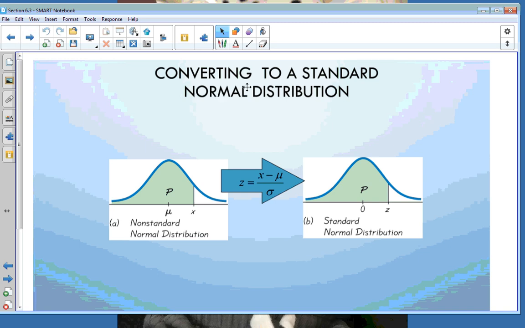So what we're doing is converting to a normal distribution. We're taking a non-standard normal distribution. That means mu is not equal to 0. Heck, let's just say that it could be that mu is equal to 98.6 because that's our mean body temperature. And we're just converting them to z-scores so that we can look at the areas under the curve for the standard normal distribution.